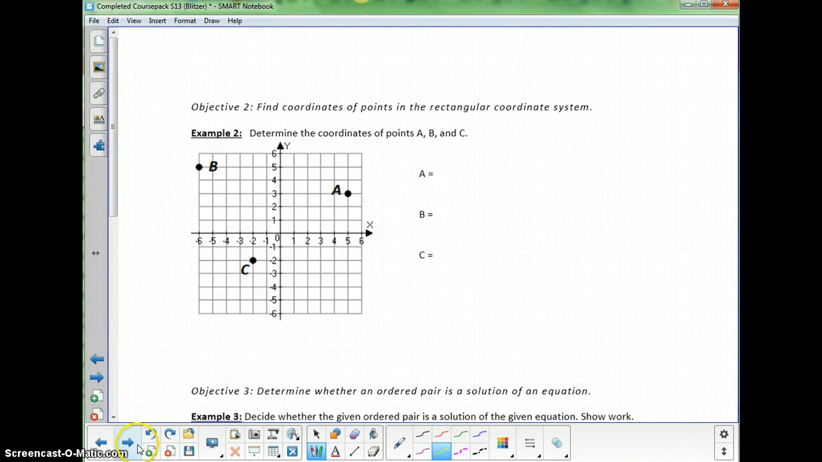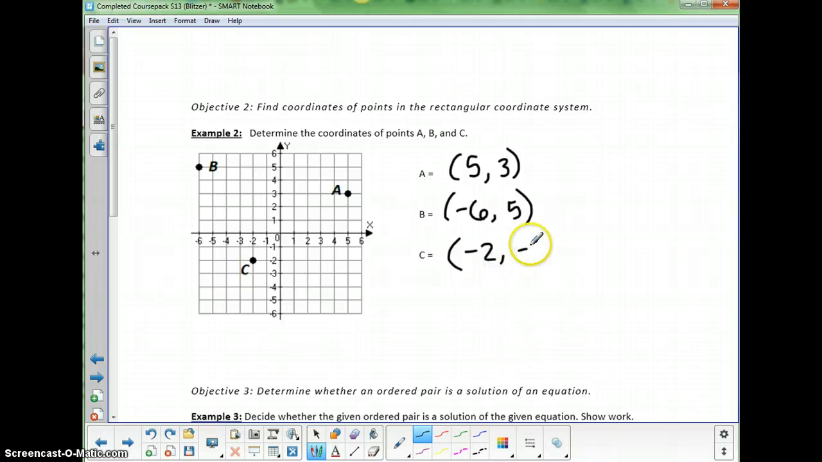In the second objective, we're going to label the coordinates of these ordered pairs. So A is the ordered pair that from the origin would have been 5 over, then 3 up. Always list the x coordinate first, the horizontal coordinate first. 5 over, 3 up, so ordered pair (5, 3). For part B, from the center it's (-6, 5). And C, from the origin, it's back 2, and down 2. So (-2, -2).